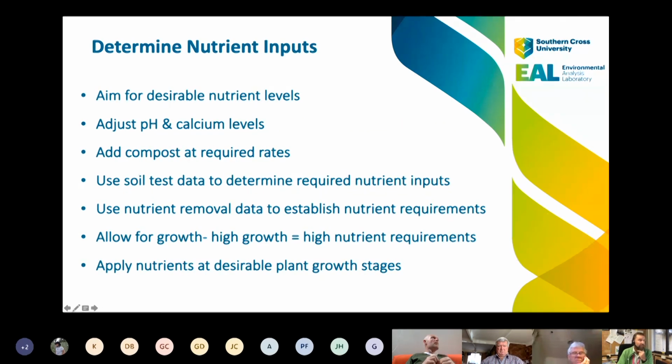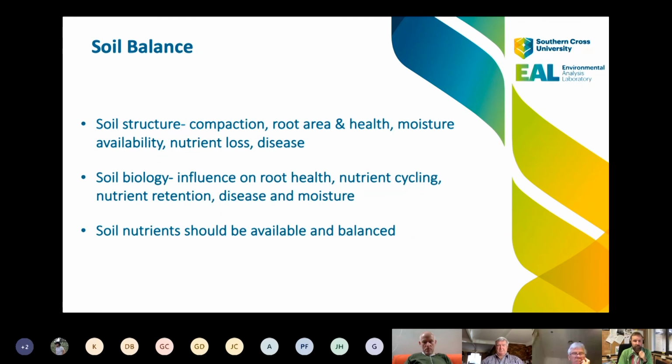Determine nutrient inputs, aim for desirable levels, adjust pH and calcium levels first, add compost at required rates, use soil tests to determine nutrient inputs. So an agronomist will sit there on a spreadsheet or a calculator or a software package and just match those levels you have in your soil to a particular guideline, one of those 4 guidelines, and tell you directly how much calcium, phosphorus you may need to add. But like I say, in the biological world, you don't have to be that critical. You can just see where you're low and high and add a small amount and see what change you get by your plants.